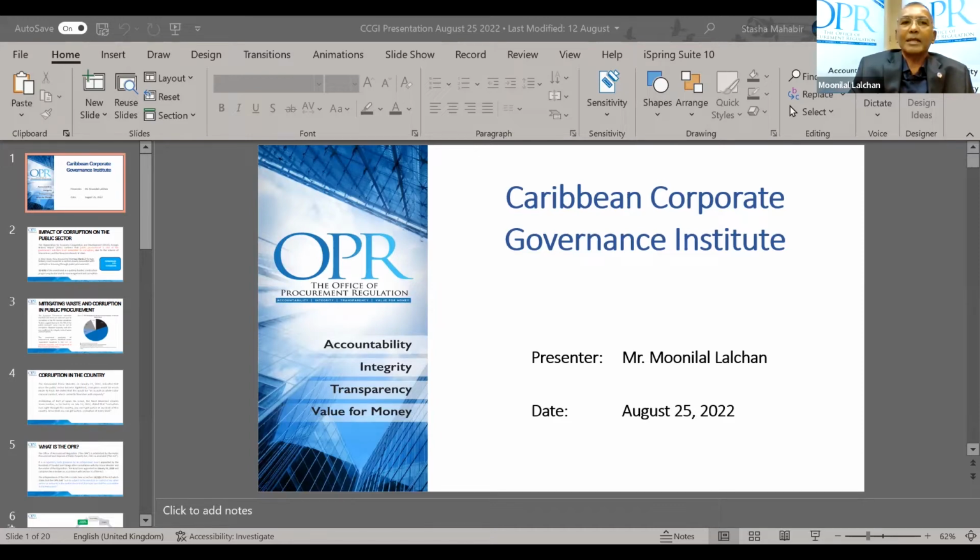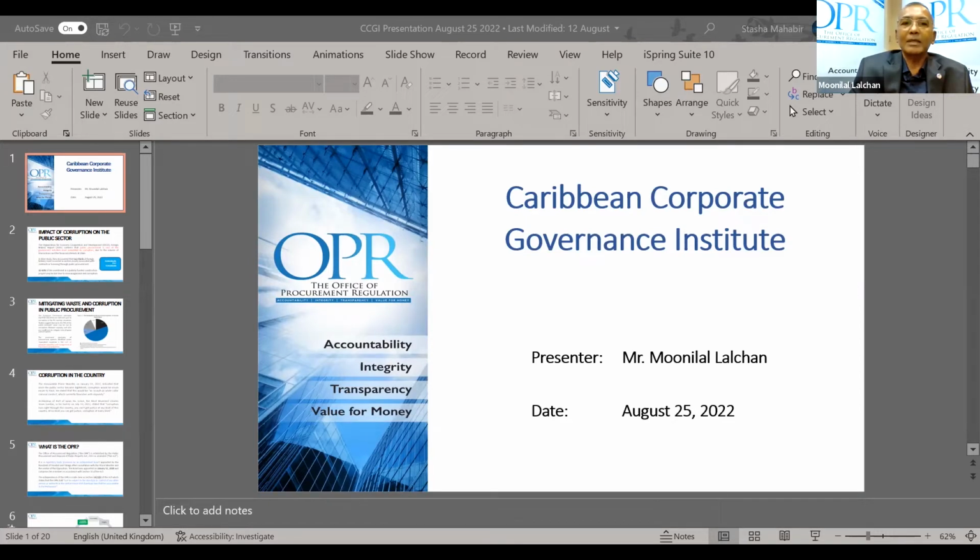I always like to set the context in terms of what we're trying to achieve by the Office of Procurement Regulation. Some studies were done in 2014 by the Organization for Economic Cooperation and Development that suggested that public procurement is one of the government's activities most vulnerable to corruption, just due to the volume and magnitude of the transactions that take place within this environment. And if done correctly, between 10 and 30% could be saved.